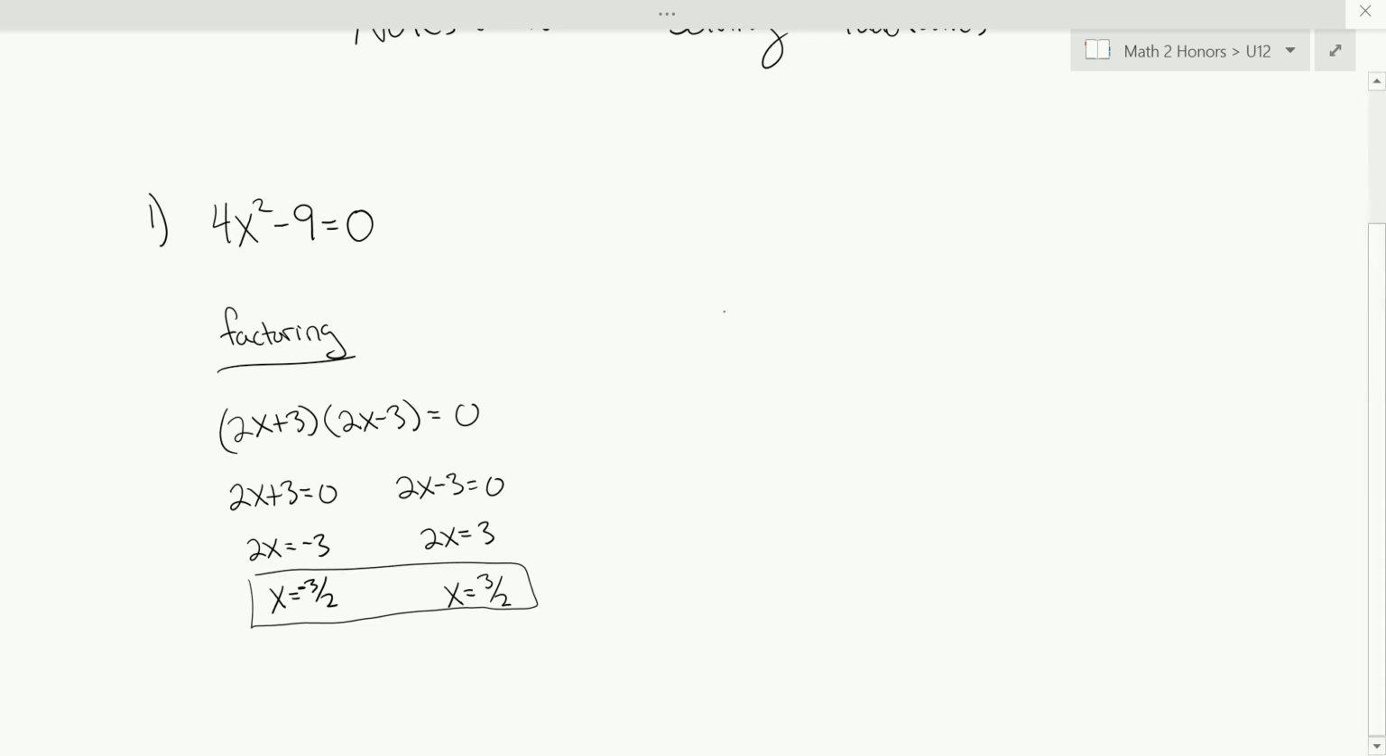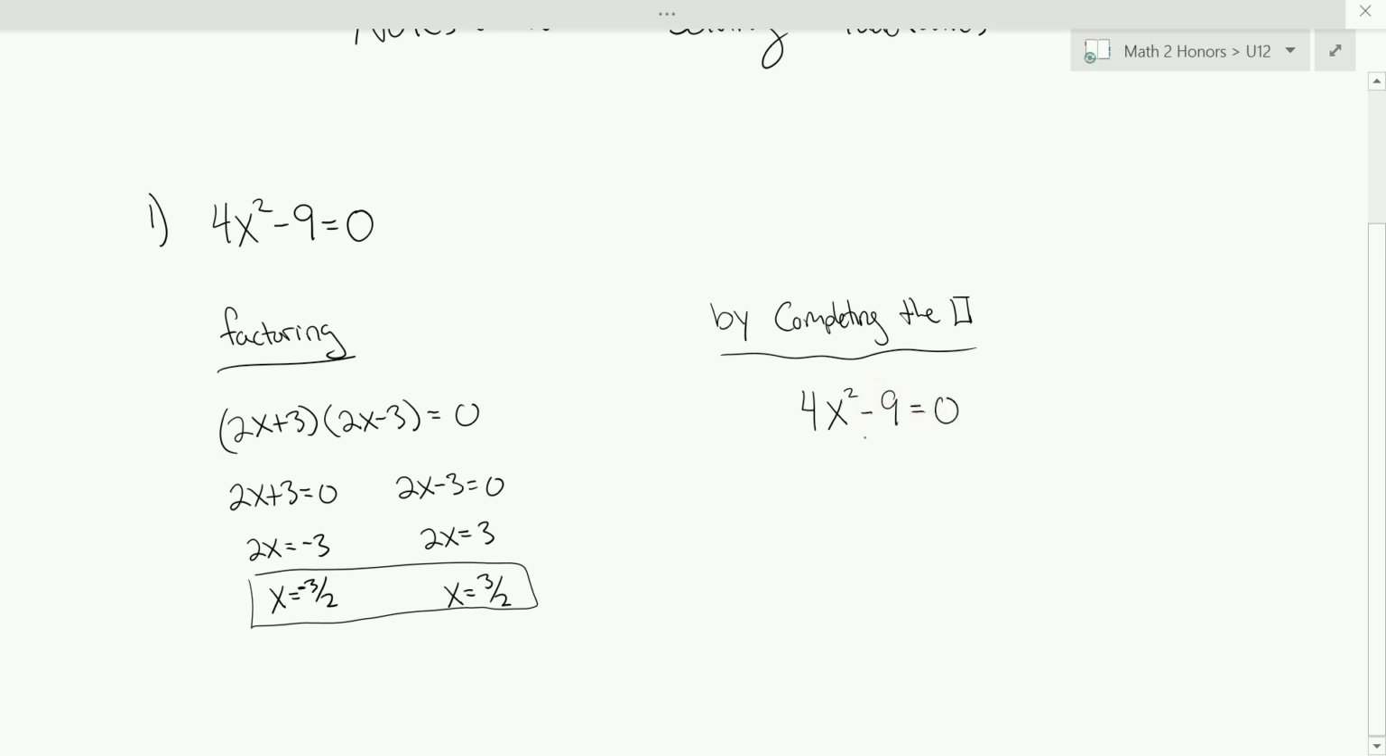Now let's look at completing the square. On this particular problem, notice that the middle term is missing. Remember when we were talking about standard form and vertex form? This is standard form, and it's also vertex form. So there isn't much work in terms of completing the square, because we already have the form we want. The rest is just solving for x by taking square roots.